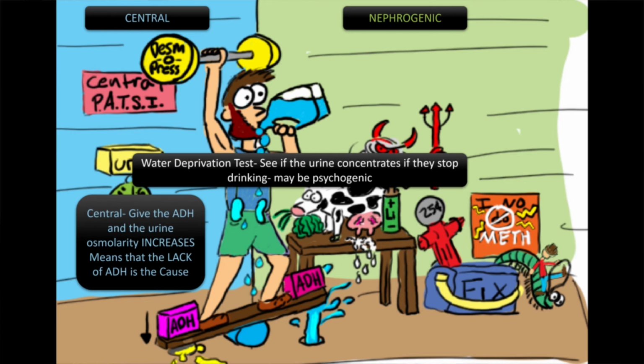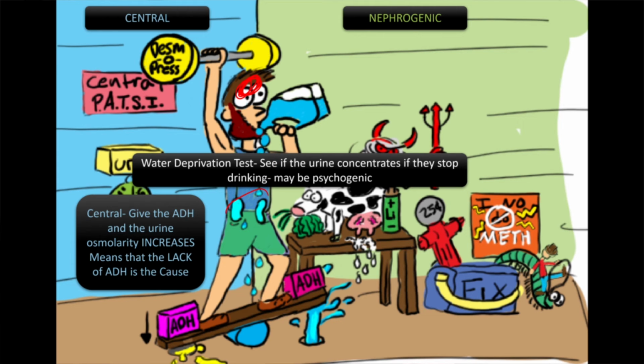If it's central diabetes insipidus, you give them ADH, exogenous ADH, and the urine osmolality increases. It means that the lack of ADH from your pituitary, up here in this guy's head, acting on the kidneys, is the problem. Your kidneys all of a sudden start concentrating your urine because they have ADH signaling them to start concentrating. So that's if you have central diabetes insipidus.